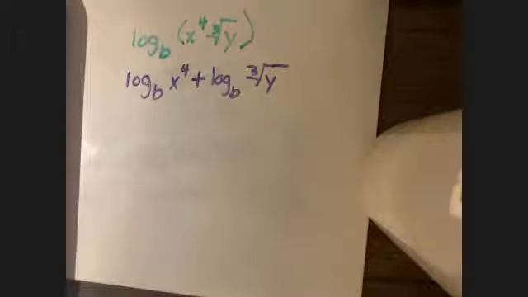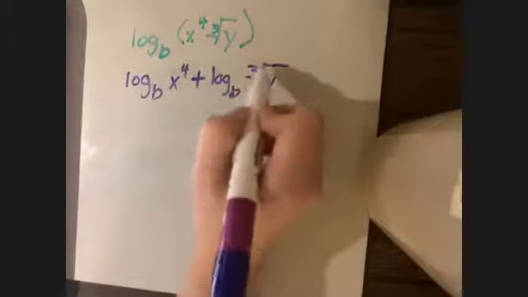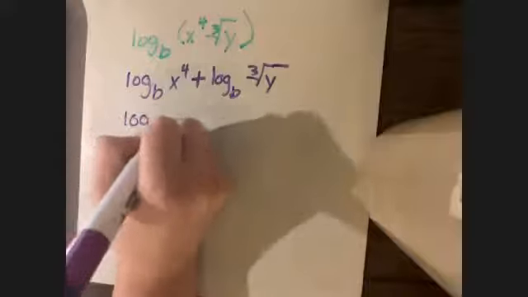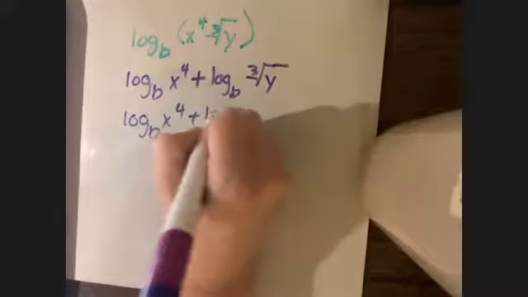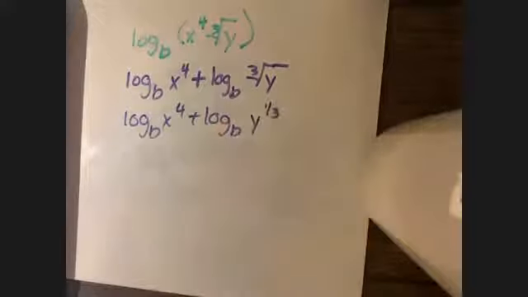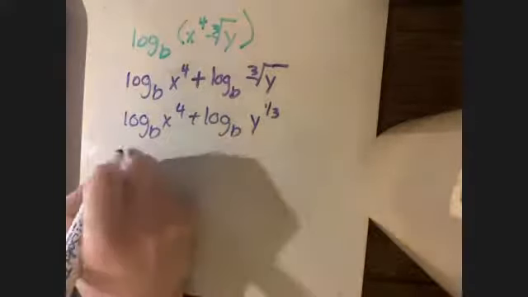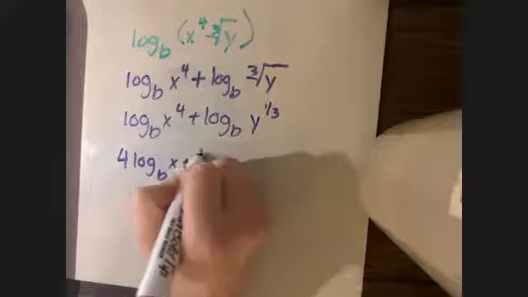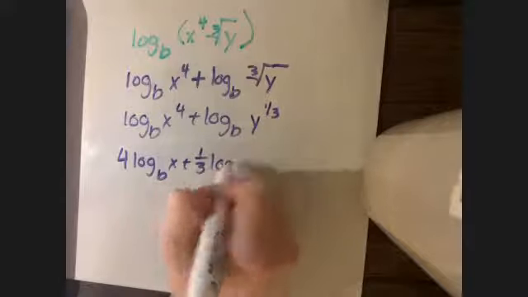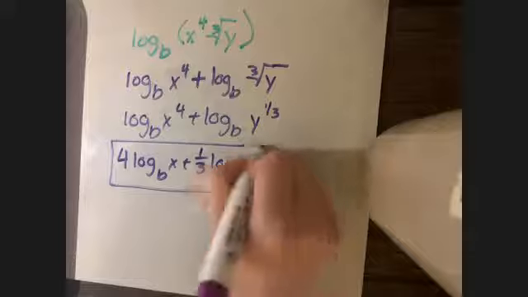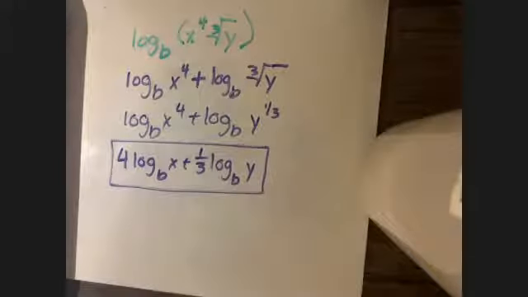Okay. Now going into this next step, I do want to take this cube root and turn it into a 1/3 power. Okay, and now I can bring my powers down out in front. Okay, and there is my final equation for that one.